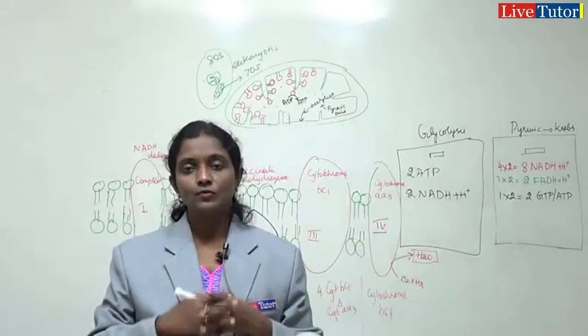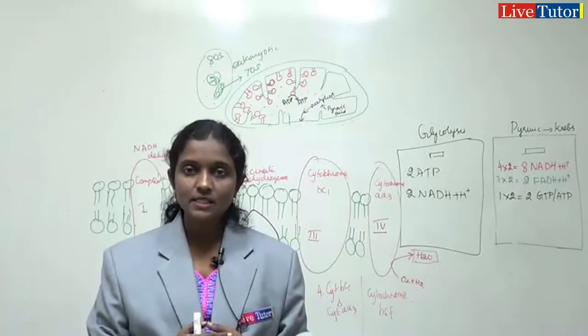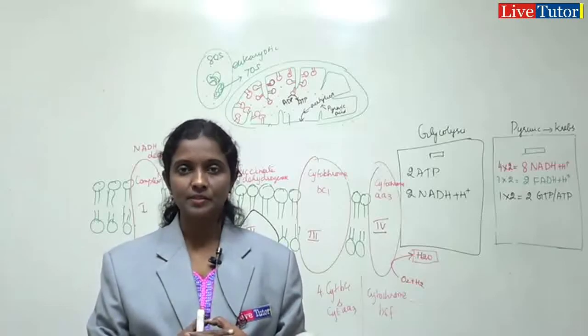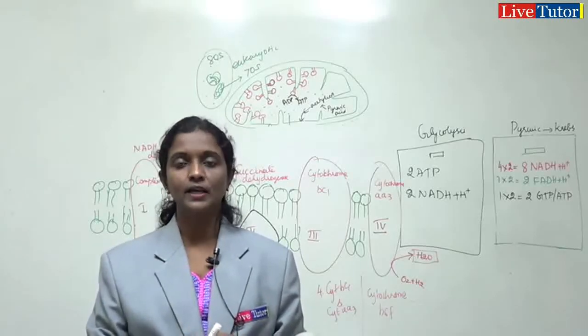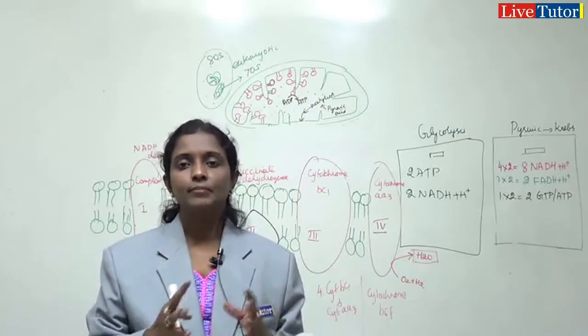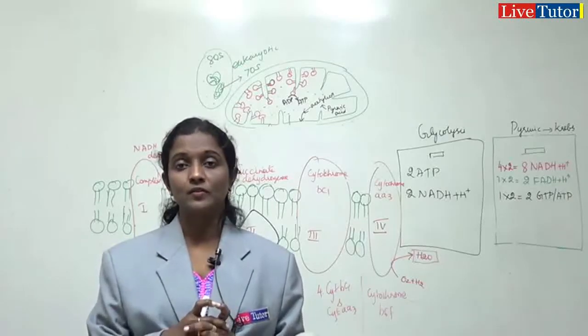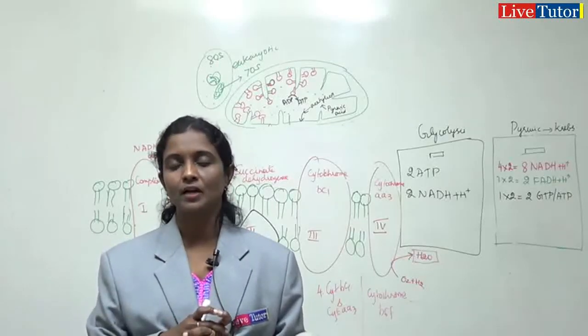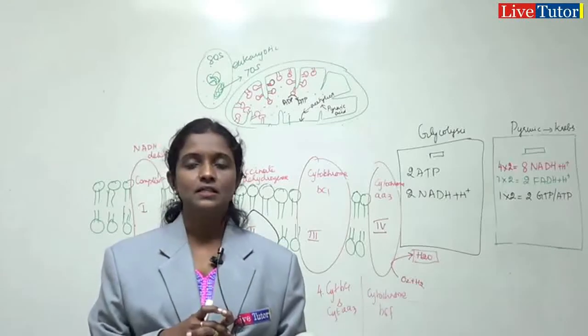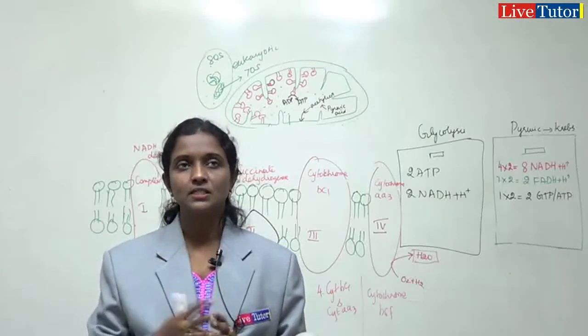We are going to follow this up with the C3 cycle, C4 cycle and CAM cycle, light reaction and dark reaction. What we have seen is what is happening in all animals, including plants during the daytime. But what we have not seen is the light reaction and the C3 cycle, which happen in plants, which we will see in the next class.